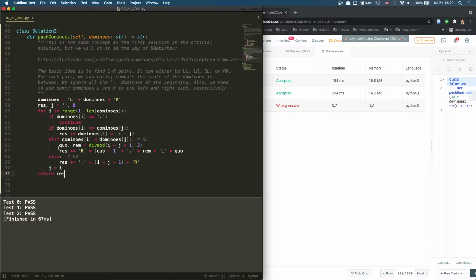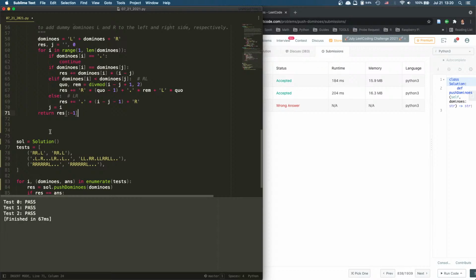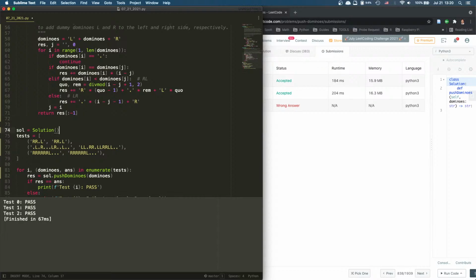Because in this, we always include the last one. Right? The last one will always be R. So it's LR or RR. If it's RR, so yeah, I think we just return, don't include the last one. I'm not sure. Oh, it passed.